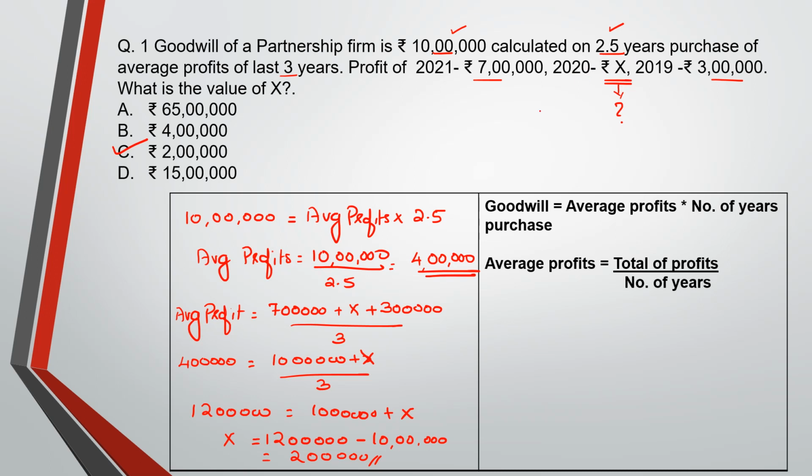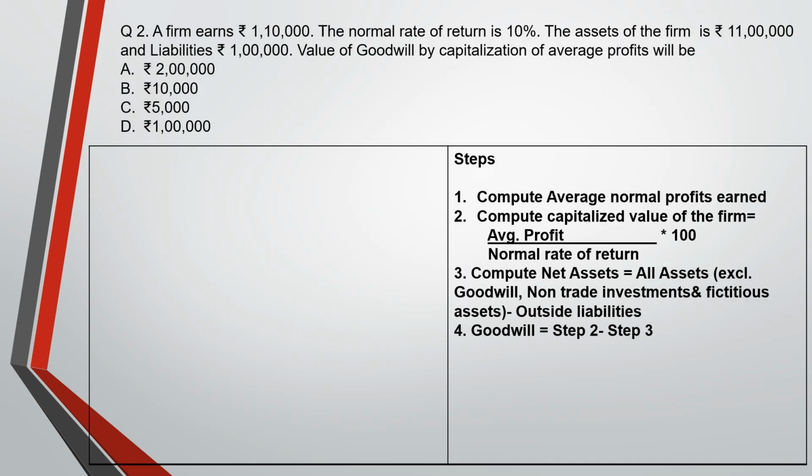So this is how we go about calculating goodwill of a partnership firm when we have to reverse calculate and find out the profit of 1 year. So here the two concepts we learned were the formula for calculation of average profit as well as the formula for calculation of goodwill. Now moving further to the next question.